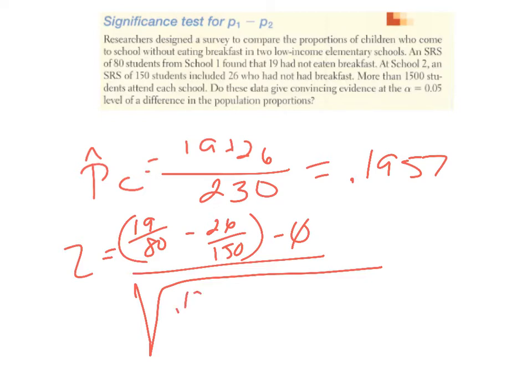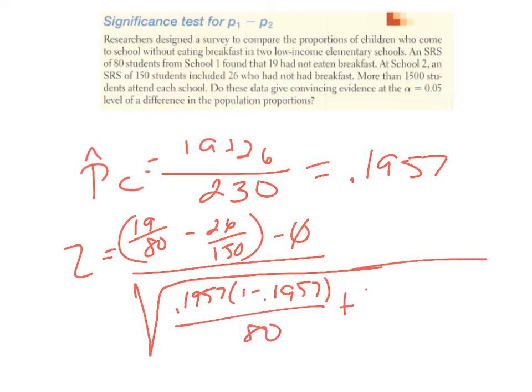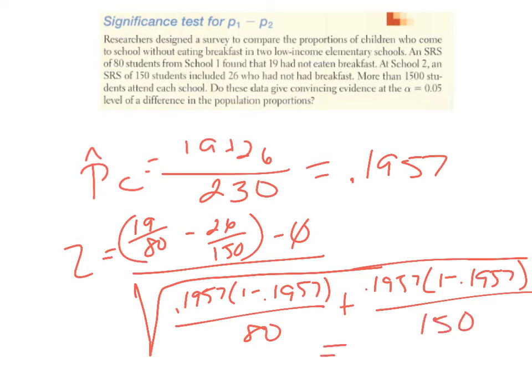So 0.1957 times 1 minus 0.1957 over my sample size of 80, and I use this for both samples. So 0.1957 times 1 minus 0.1957 over, again, my sample size this time of 150. And this is going to give me a test statistic of 1.17. Okay, so I can either use my normal CDF on my calculator.